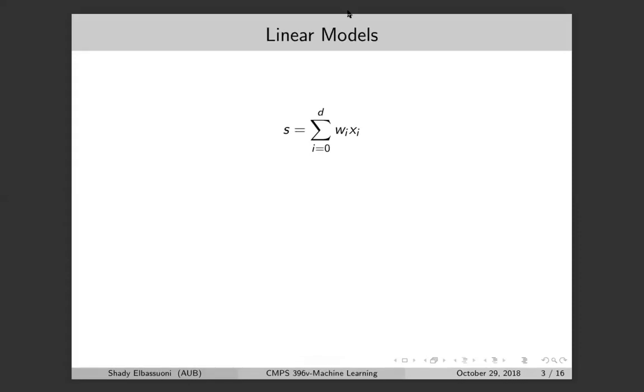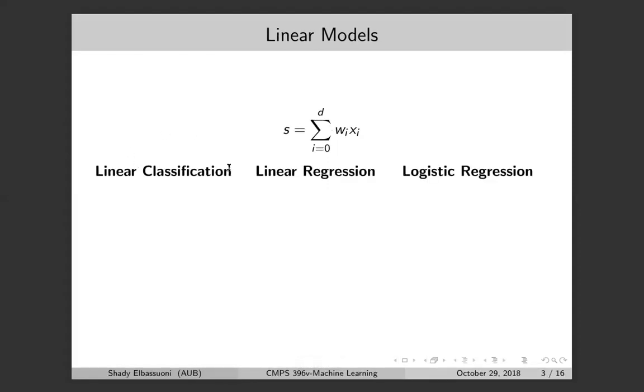So linear models, we've looked at various linear models. One of them is the perceptron, another one is linear regression. And the linear models, they are linear in the weights. Yeah, so you multiply the weight by corresponding feature value, and you sum over all the features, and that gives you a signal.